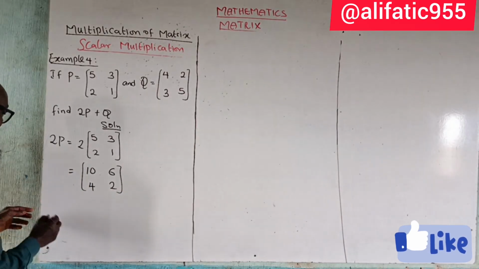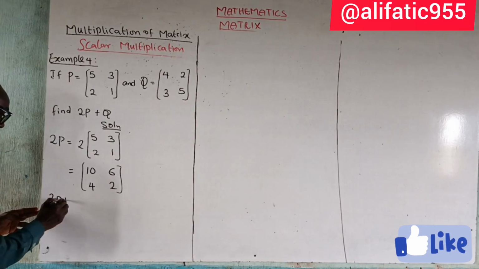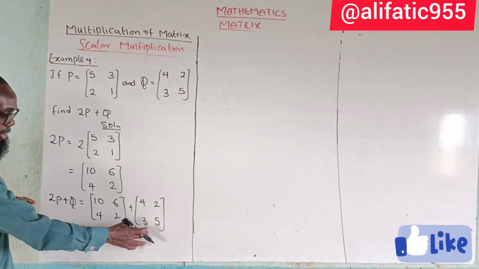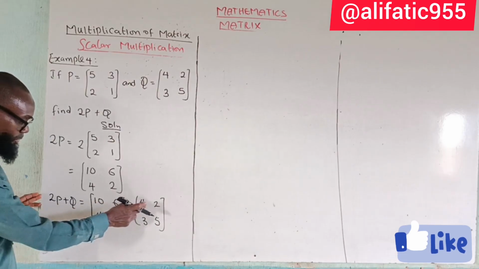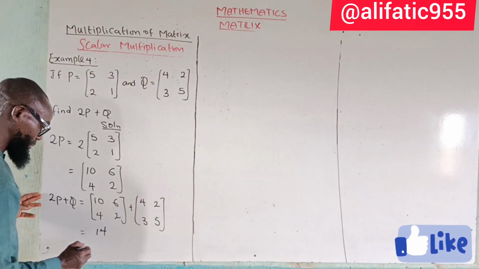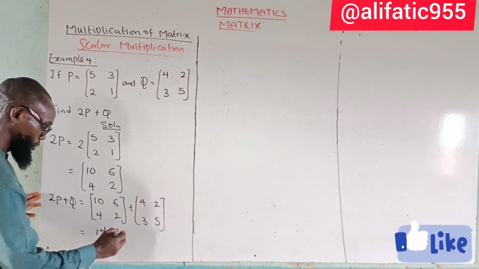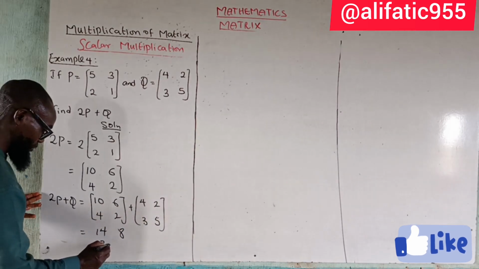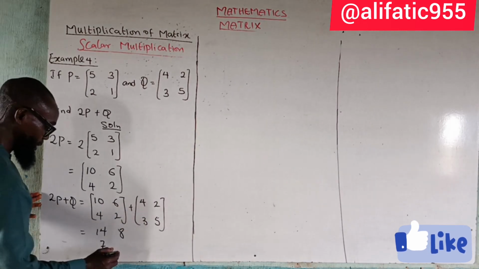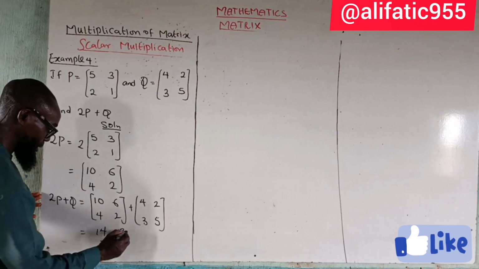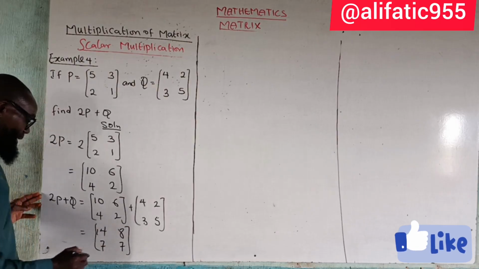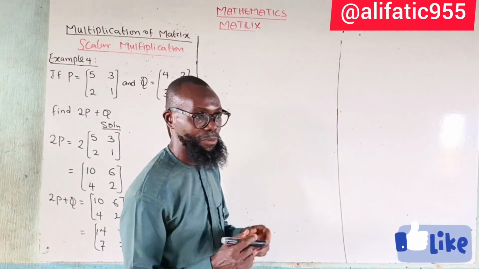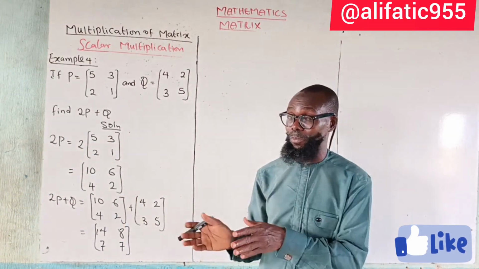Then we can now say 2P plus Q. Now we sum up 2P and Q together. 10 plus 4, 14. 6 plus 2, 8. 4 plus 3, 7. 2 plus 5, that is 7 as well. So this is our final answer. You can see how simple this is with scalar multiplication.